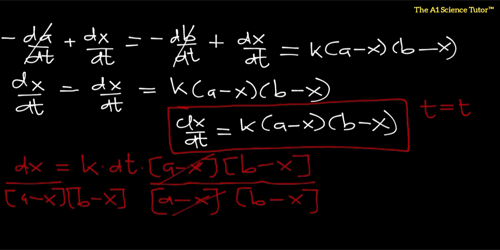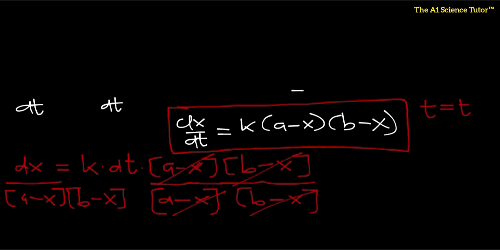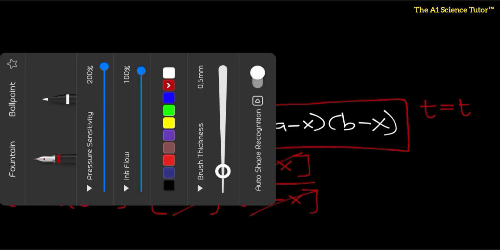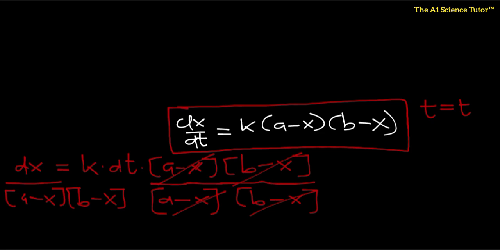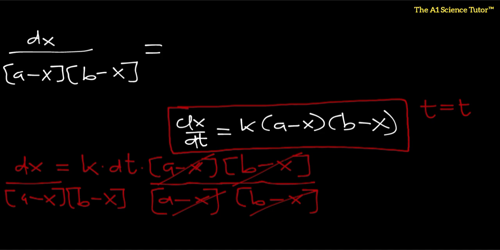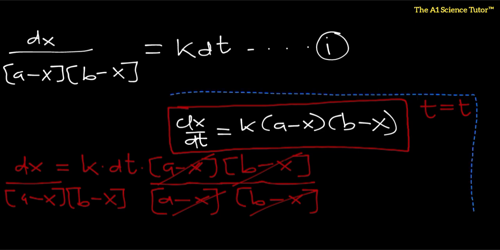So this would cancel out, and we would have a new set of terms. So that gives us dx divided by (a minus x)(b minus x), and this will be equal to k dt. So let us call this equation 1. Now what we need to do is to integrate equation 1 at upper limits and lower limits. So I just need to wipe some stuff out.